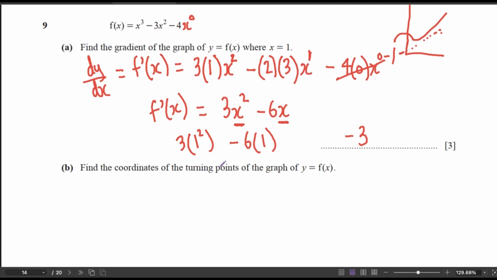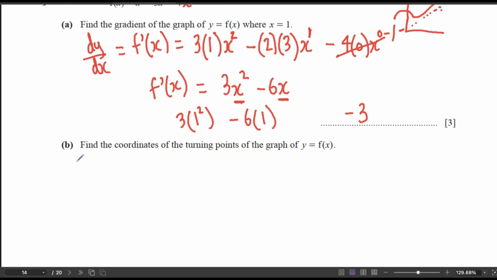Find the coordinates of the turning points of the graph y is equal to f of x. Okay, so what are turning points? By the way, if you hear turning points, stationary points, critical points, all of them mean the exact same thing. So, turning point. Let's say we had a curve that looked like that.